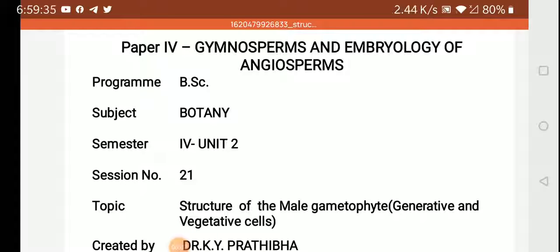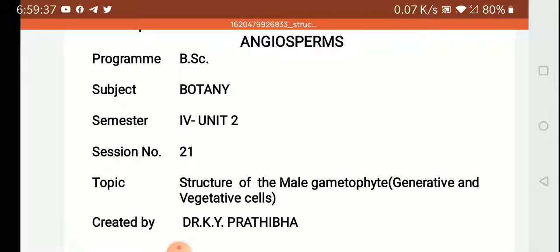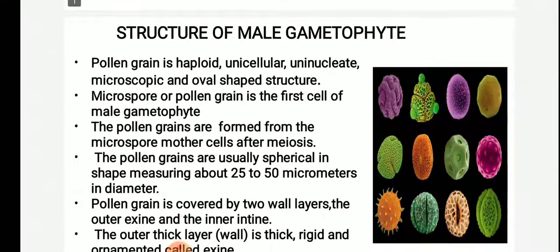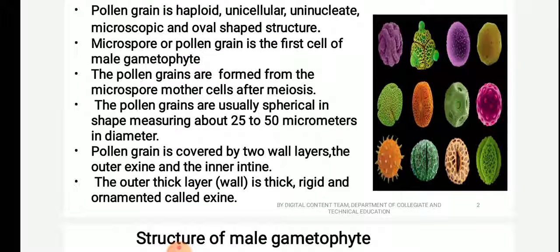I am Dr. K.Y. Pratibha, and in this session I would like to talk on the structure of the male gametophyte. Pollen grains or the microspore is the first cell of male gametophyte. Pollen grain is haploid, unicellular, uninucleate, microscopic, and they are oval in their shape. Pollen grains are formed from the microspore mother cells after meiosis.